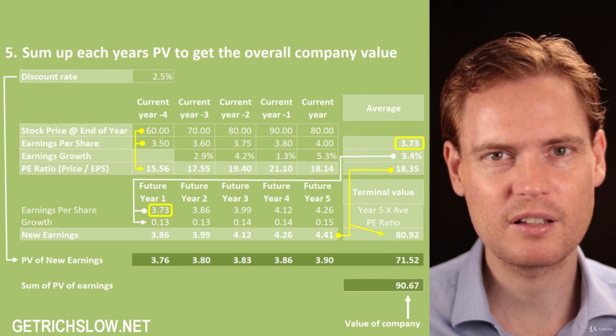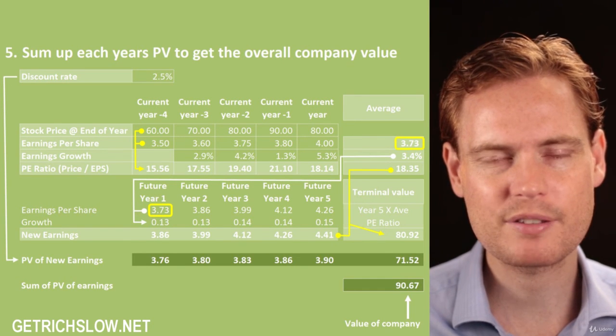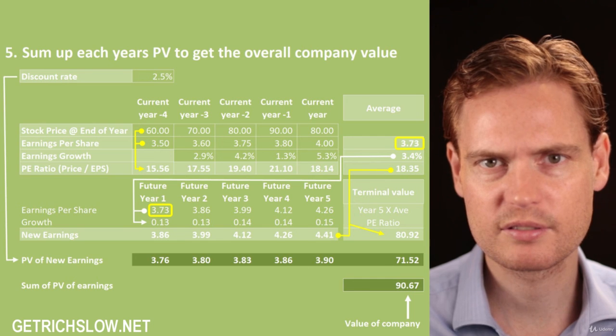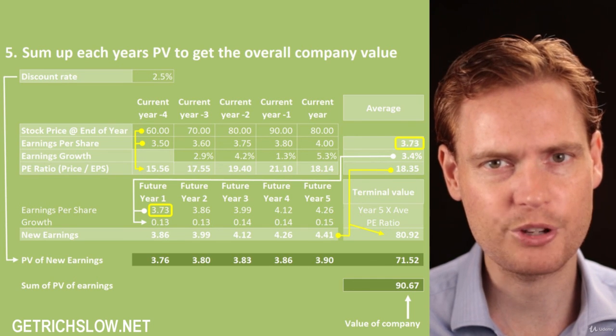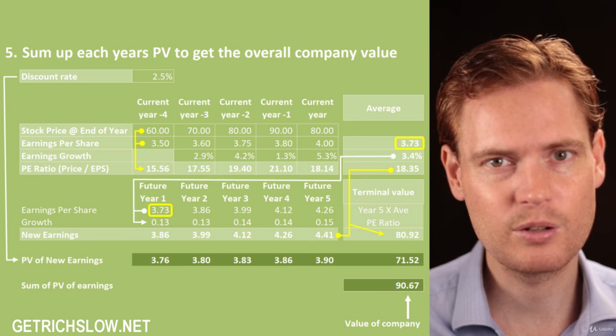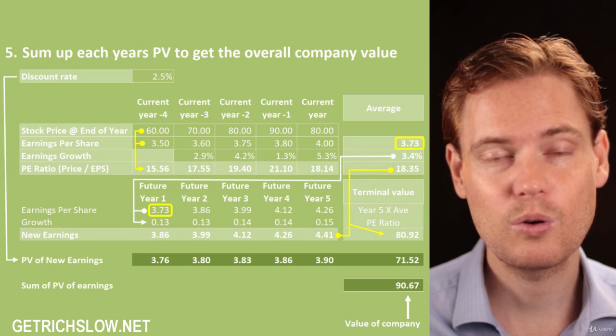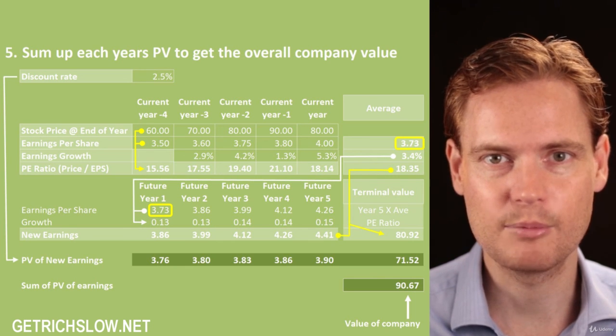The final step of the calculation is to sum up the present value of all the cash flows. That's the present value of what's been earned over the 5-year forecast period, plus the present value of the terminal value. All of that gives you the value of the company.